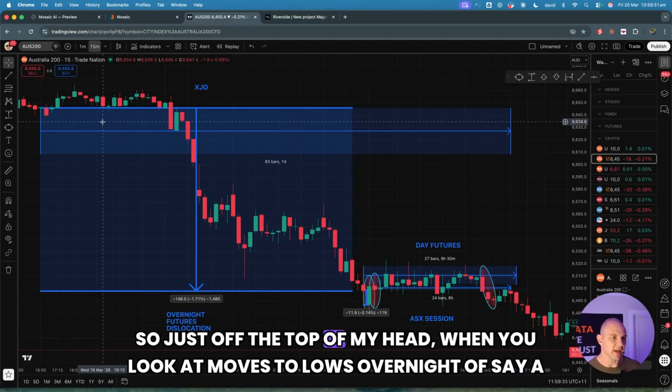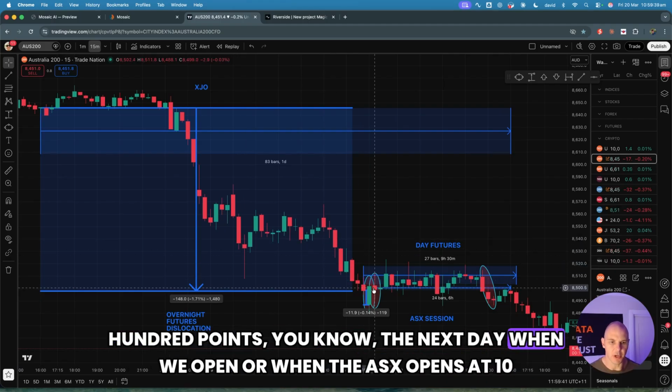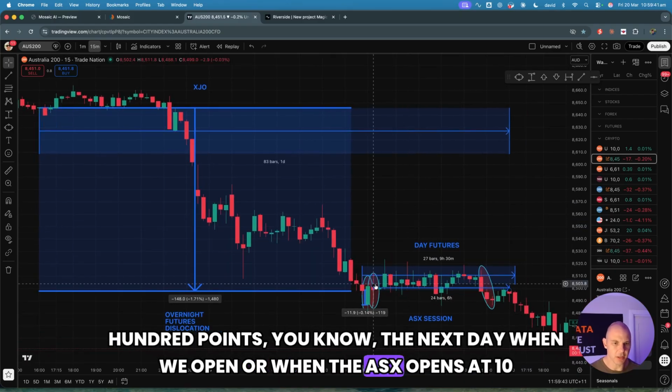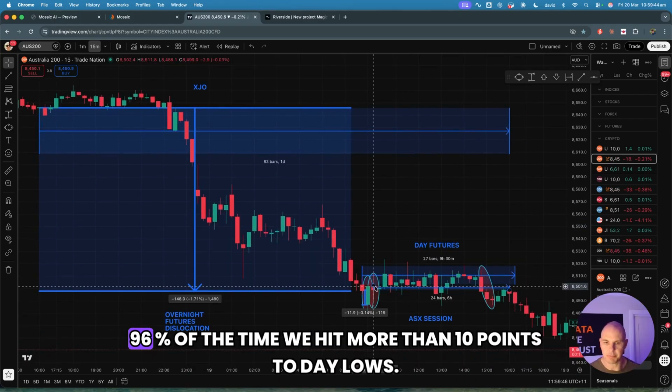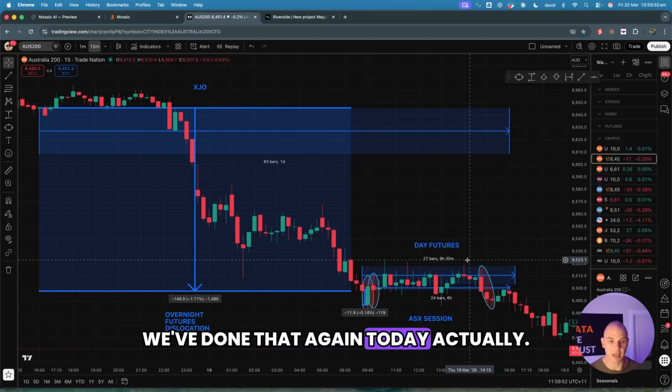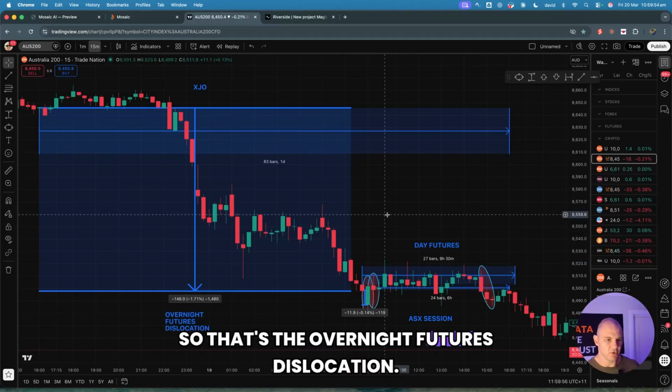So just off the top of my head, when you look at moves to lows overnight of say 100 points, the next day when the ASX opens at 10 o'clock, 96% of the time we hit more than 10 points to day lows. Okay, and we've done that again today actually. So that's the overnight futures dislocation.